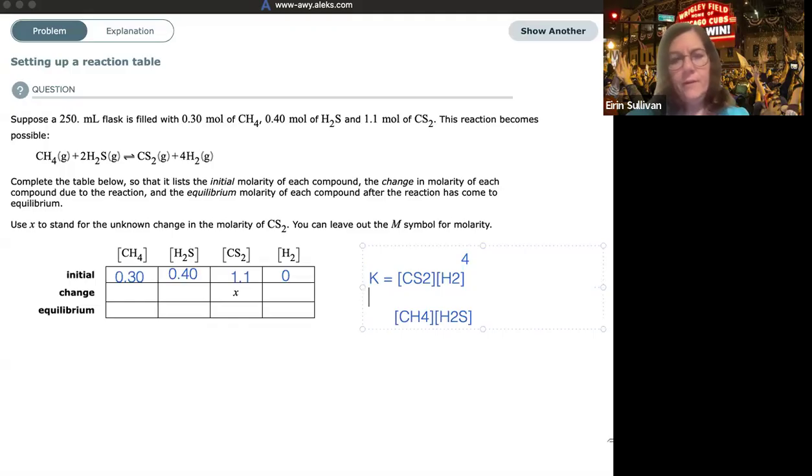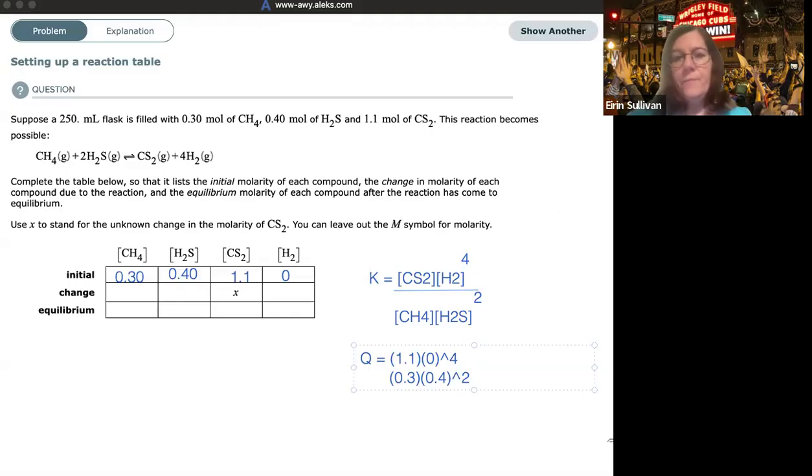So if I substitute in those initial values, which are non-equilibrium values, the number I get out of substituting into my equilibrium constant expression will not be K, it will be Q, the reaction quotient. So that will be the initial concentration of CS2, 1.1, times H2, which will be 0 to the power of 4, divided by 0.3 times 0.4 to the power of 2.